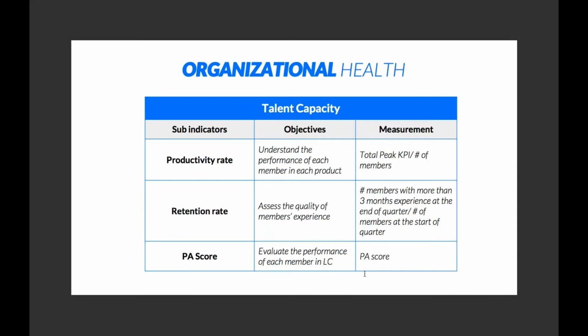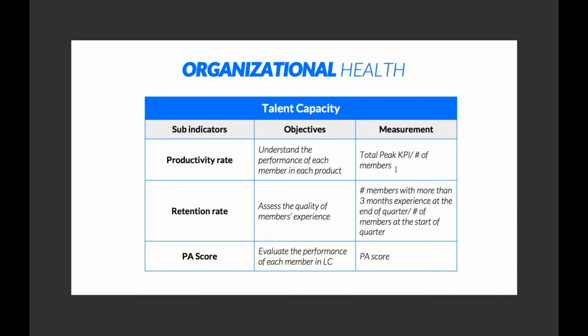The productivity rate is to understand the performance of each member in each product. So this is the old measurement, which is for each peak that we have. For example, if this peak is approved, then we will set your approved goal, and then we will take the approved KPI, the actual achievement of approved so far, and divide it by the number of members in the LC.